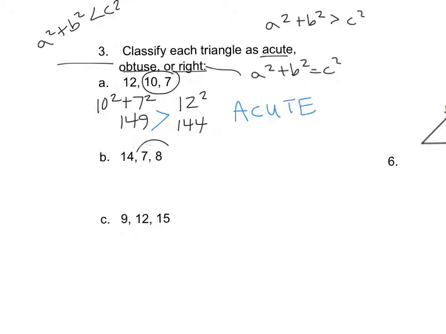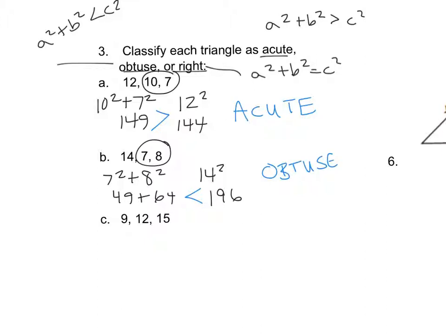The third one, I take the two smaller sides, so 7 squared plus 8 squared, and see how it relates to 14 squared. So 49 plus 64, how does that relate to 196? Well, 196 is greater, so this one is obtuse. So that third side is big. So think of an obtuse triangle. That third side is long. That makes it obtuse.